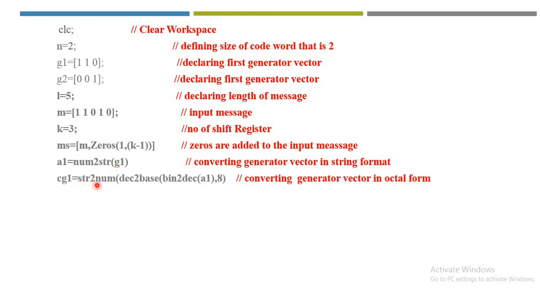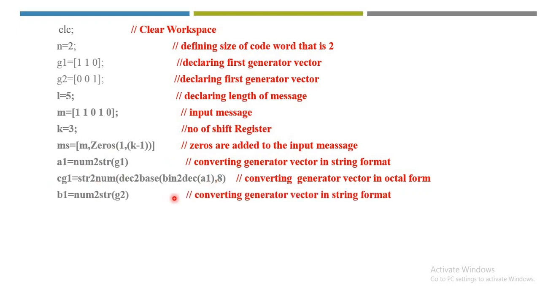CG1 is equal to struct to decimal, decimal to base, in bracket binary to decimal A1, A2. So this particular function is used for converting the given generator vector into the octal format. Here A1 represents the given vector in a structure format, and then we are converting that number into the octal format. So therefore this is used, and once we have converted into octal format, we are just recovering it back.